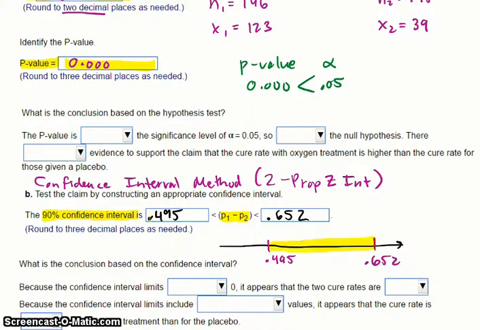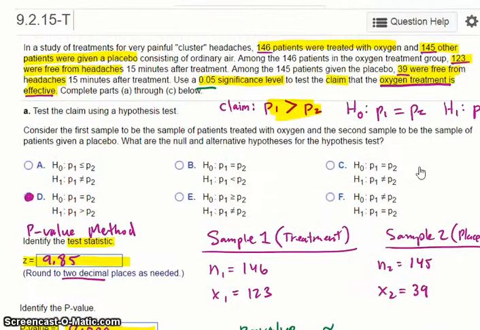So from here, we want to identify where 0 is relative to this interval. 0 is to the left, somewhere over there, right? Why do we locate 0? Because if the difference between p sub 1 and p sub 2 is 0, then that means there's no significant difference. But in this case, 0 is not included in this interval, so that means there is a significant difference between these two proportions. Again, these two proportions represent the percentage of those who were free from headaches in the treatment group versus the placebo group.